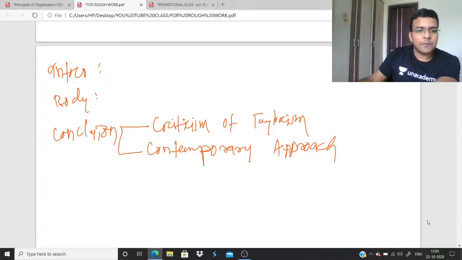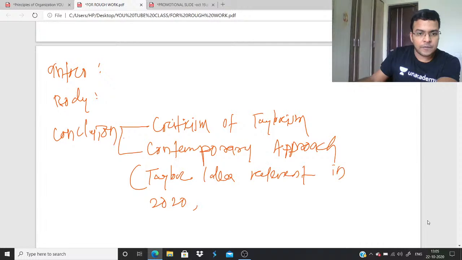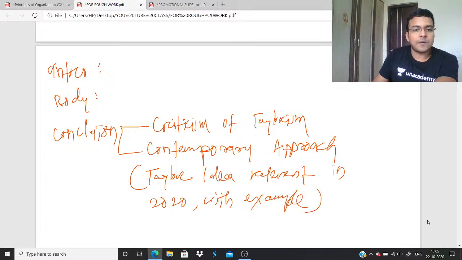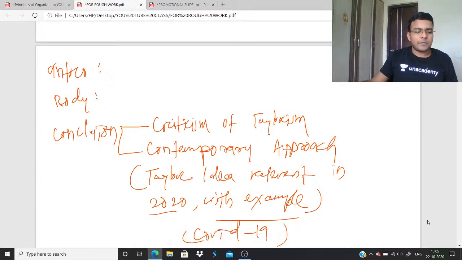Clear. Contemporary approach, that means Taylor's idea relevant in 2020, with some example. So how Taylor's idea is relevant today in 2020, you must write that with some current example you will give. So one example related to the COVID-19 pandemic. So I will give you how you write the example. Yes, relevance is 21st century. So 2020 comes under 21st century.